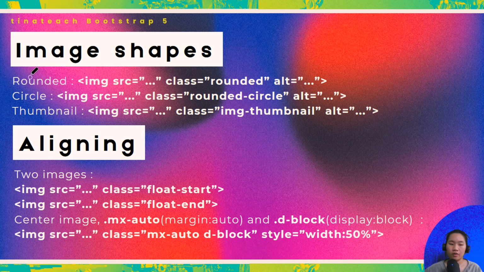Very simply, rounded, circle, and thumbnail. Well, if you want an image to be round, you simply assign it the class rounded. Similarly with rounded circle and image thumbnail.